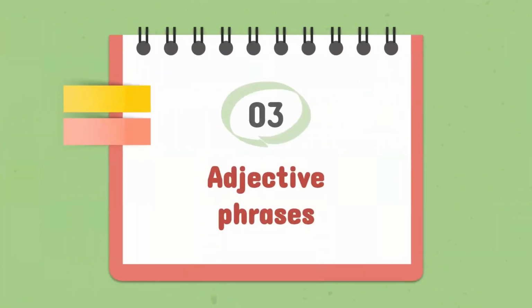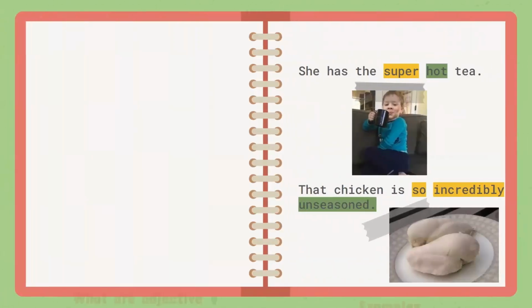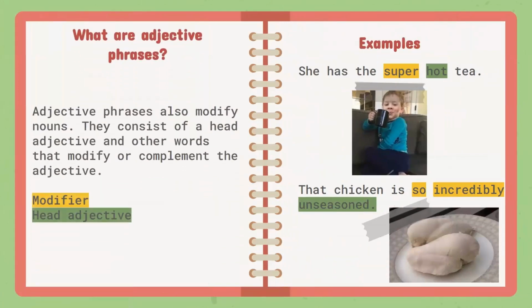Now we have adjective phrases. Adjective phrases also modify nouns. They consist of a head adjective and another word that modifies or complements the adjective. Here we have, she has the super hot tea. Here, super in yellow is a modifier to the head adjective hot.